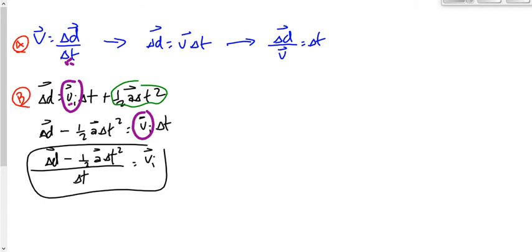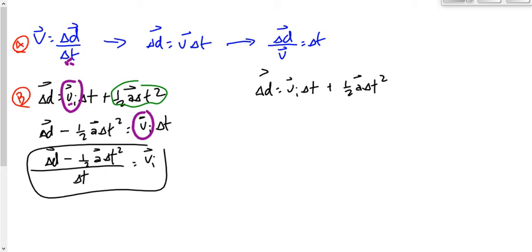Get what you're looking for on the top and then get it by itself. VI was already on the top, so I got to get it by itself. How do I get it by itself? Get rid of what's not attached by doing the opposite, and then get rid of what is attached by doing the opposite. Okay, let's take the same equation and let's solve for A this time. Okay, let's solve for A instead. D is equal to VIT plus 1/2 AT squared. Is A on the top already?